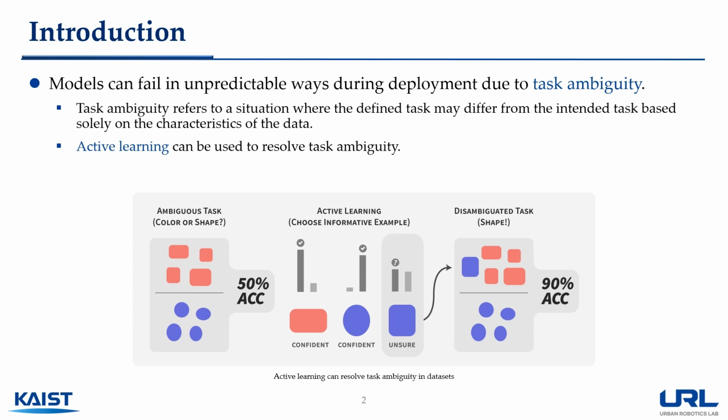Using active learning, we can resolve this task ambiguity. Active learning upsamples new data, a blue square, making the task clear.